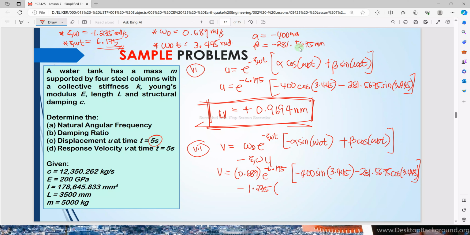And then minus psi omega, that is 1.235 times our u at t equal to 5 seconds, this one, that is 0.9694. Then we will have our velocity at time equal to 5 seconds equal to negative 0.6406 millimeters per second. Okay, this is for the underdamped condition of a free vibration system, single degree of freedom.